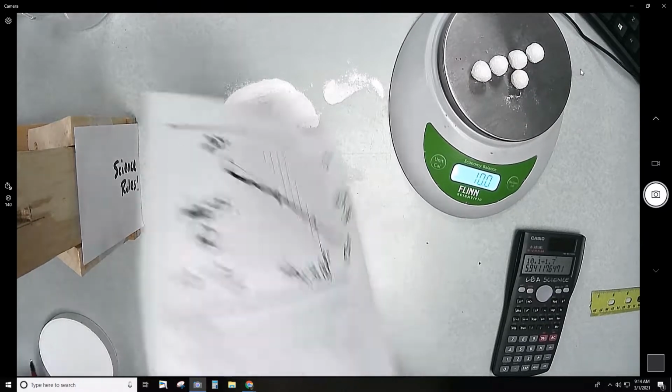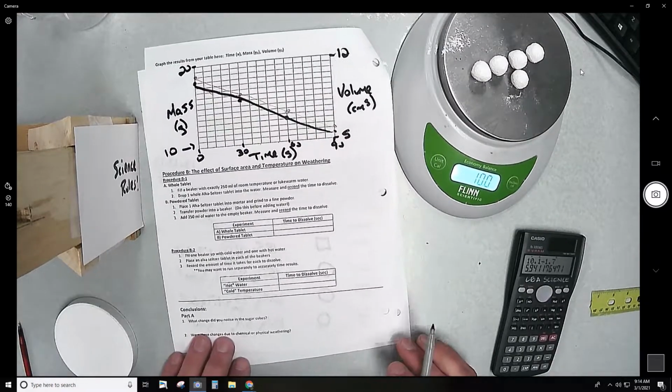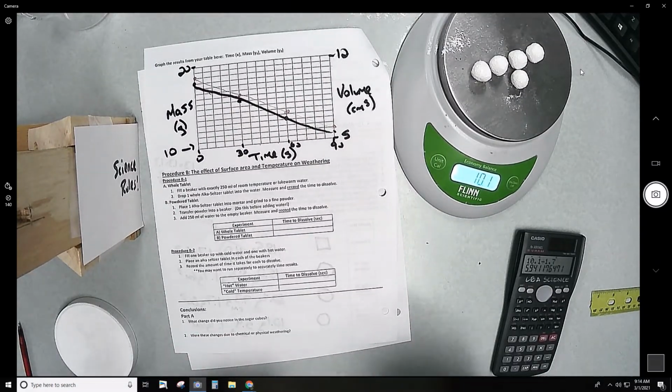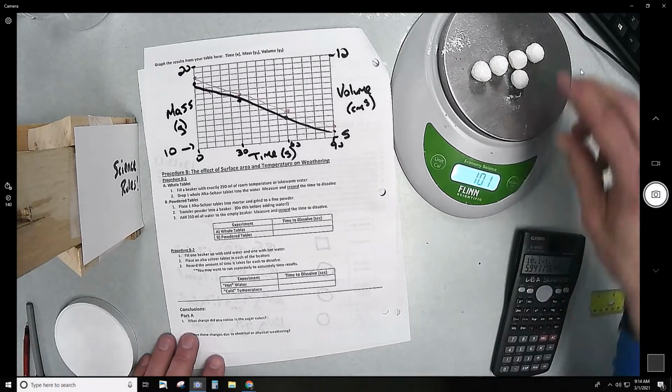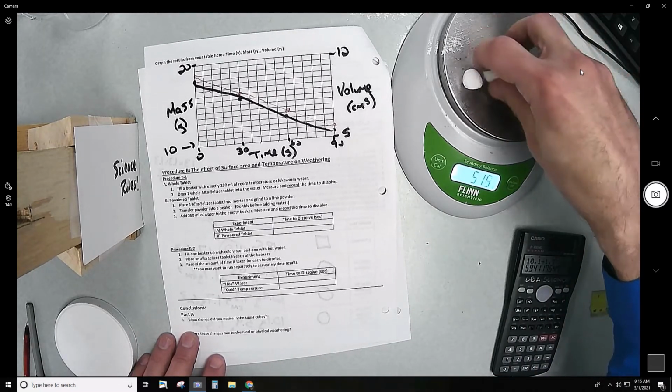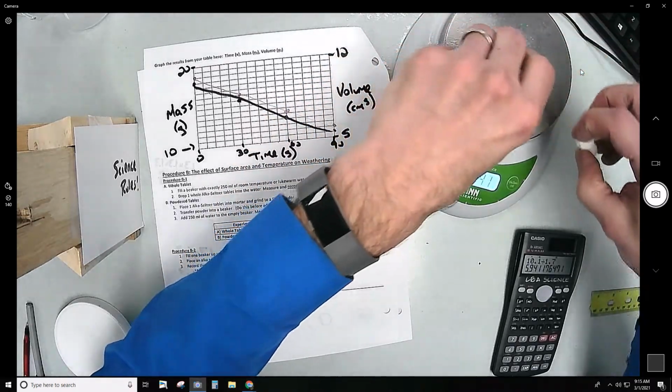Okay, that's part A. Part B is chemical weathering. So now we're dealing with a chemical change, not a physical change, and we're not doing the sugar cubes anymore, but we are doing something with Alka-Seltzer.